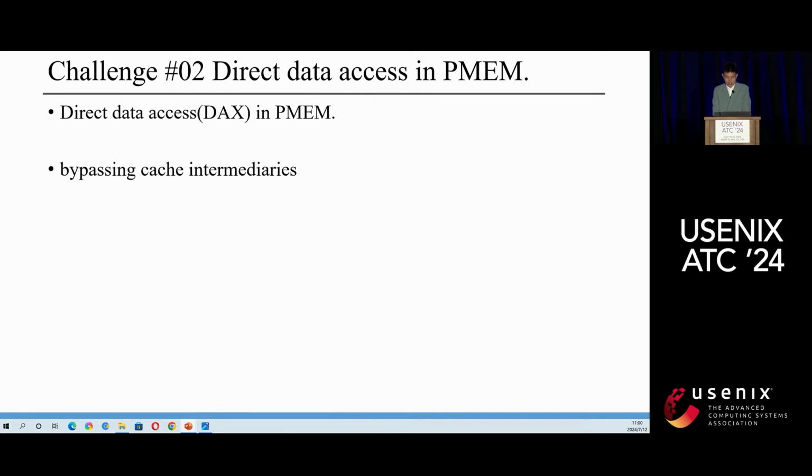And the second challenge is how to maximize the direct access benefits of persistent memory, ensuring we bypass cache media migration.